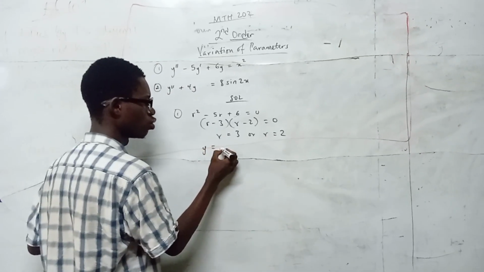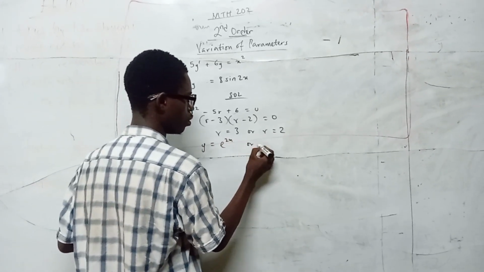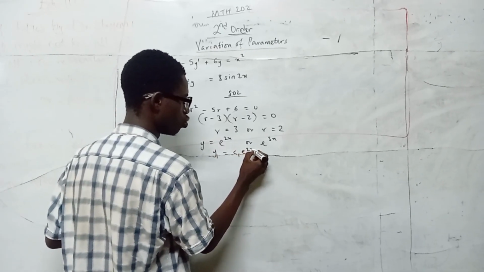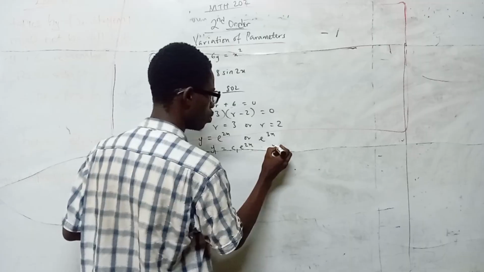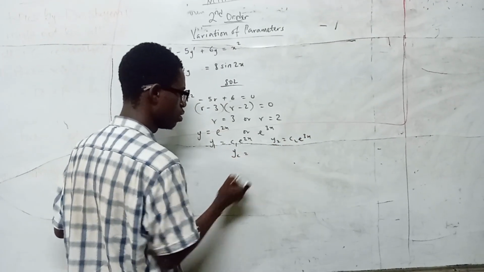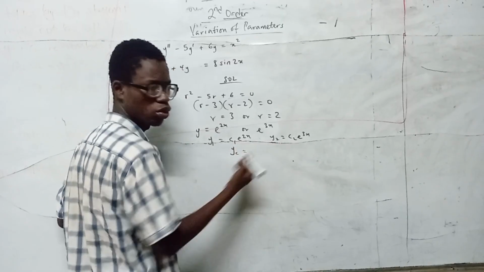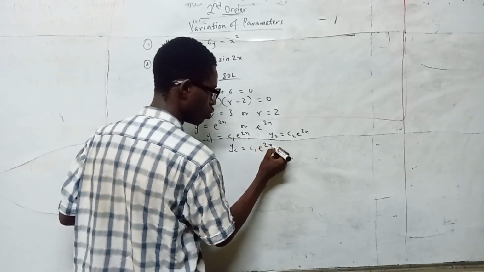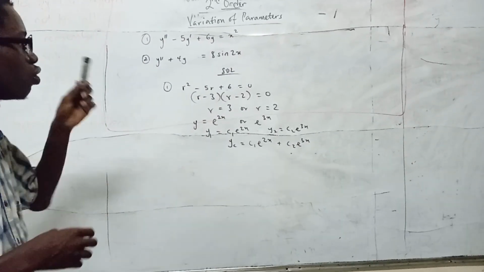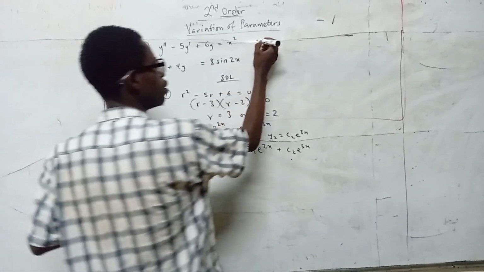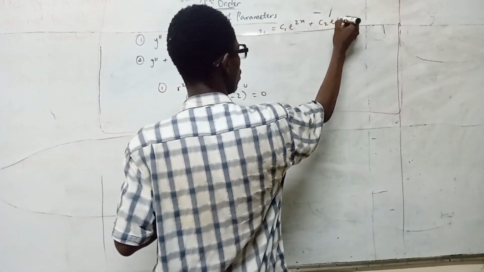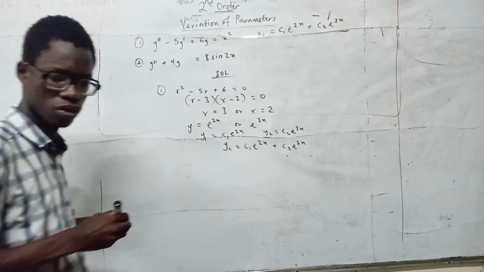So our y equals e raised to power 2x or e raised to power 3x. So basically y1 equals c1 e raised to power 2x and y2 equals c2 e raised to power 3x. The complementary solution is yc equals the addition of both solutions, c1 e raised to power 2x plus c2 e raised to power 3x. So we have gotten the complementary solution of this first ODE. Let me write here: y equals C1 e raised to power 2x plus C2 e raised to power 3x. This is the complementary solution for the first one.